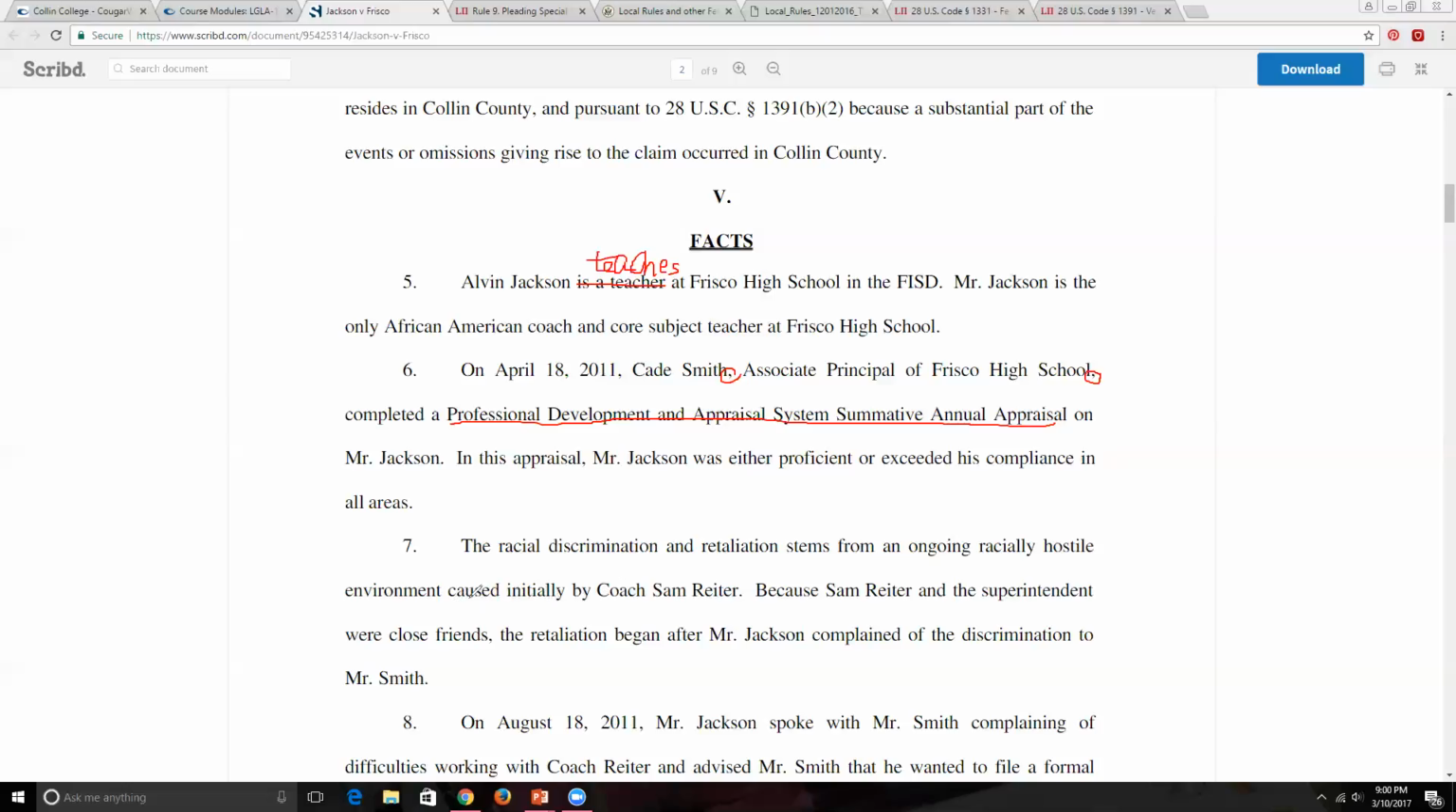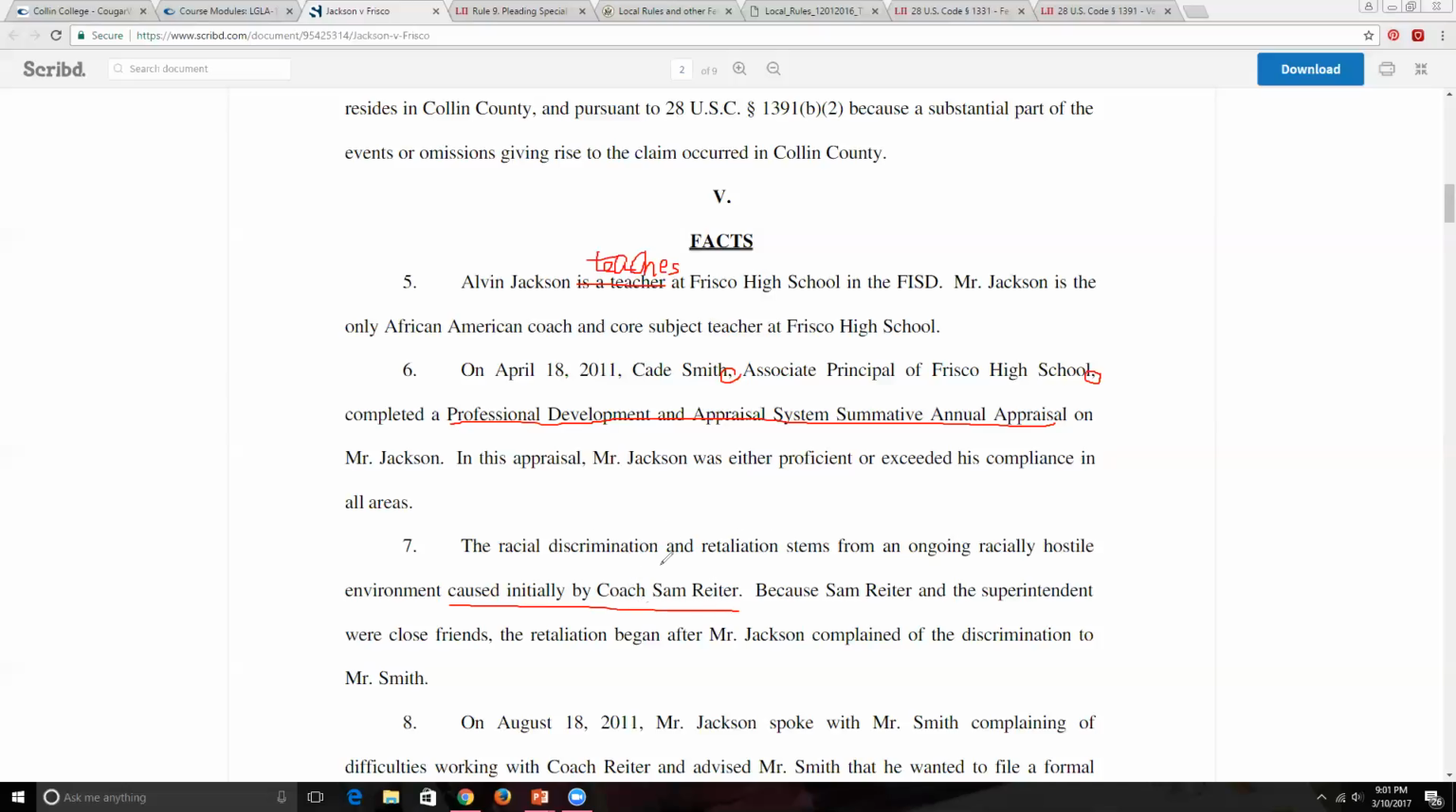But it has some characteristics of passive voice. So we could rewrite this and say, Coach Sam Ryder initially caused an ongoing racially hostile environment. This racially hostile environment was the beginning of the racial discrimination and retaliation that Mr. Jackson experienced. That might be one way of phrasing this.